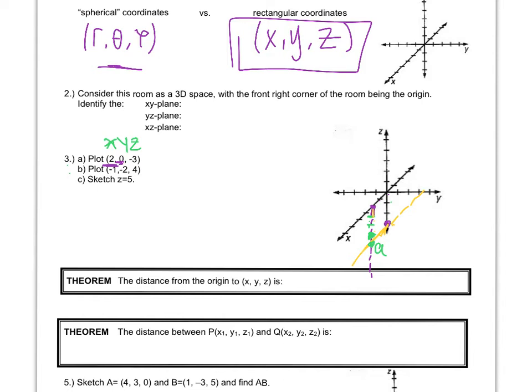Negative 1, negative 2, 4. So now let's do another one. Negative 1 on the x's. So now I'm going backwards. Here's my first movement back here, negative 1 on the x. Then I go down 2 on the y's. Remember, this being y, left is down. So from back here, I'm going down 2 on the y's. So parallel to the y's, I'm just going to move down.